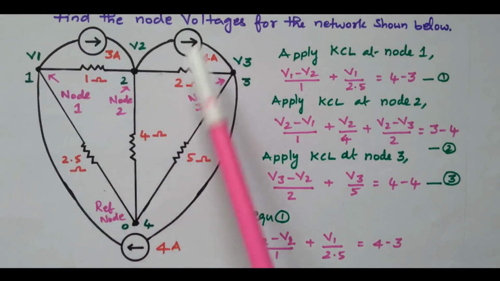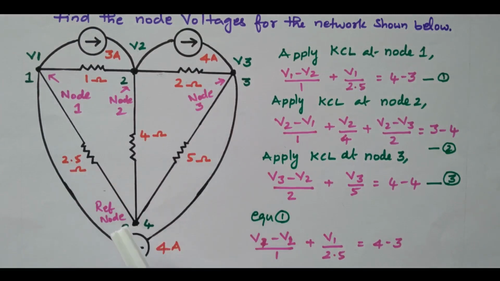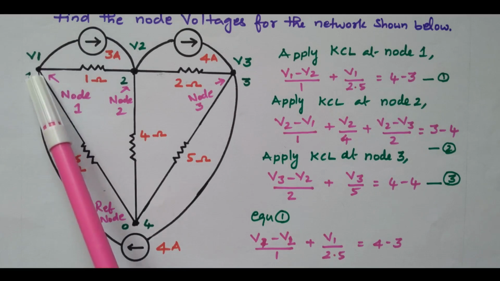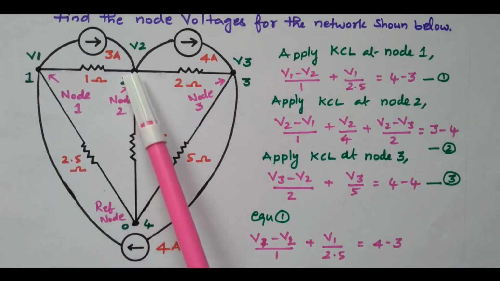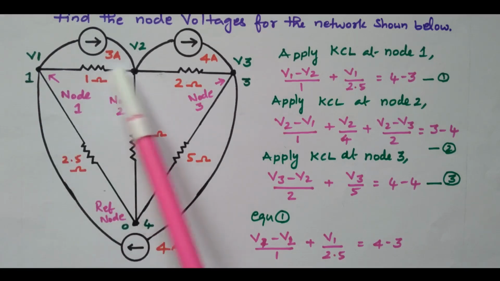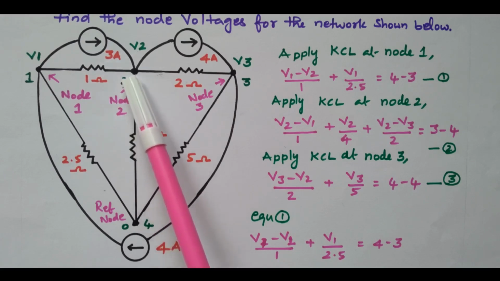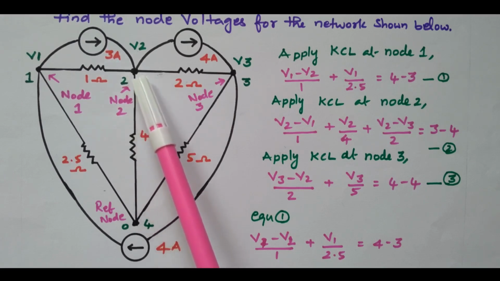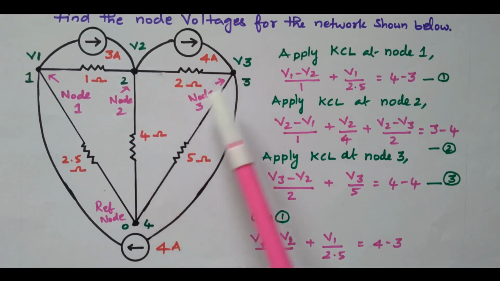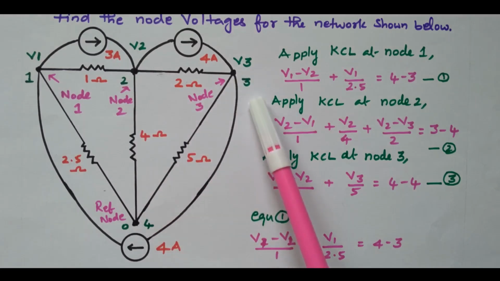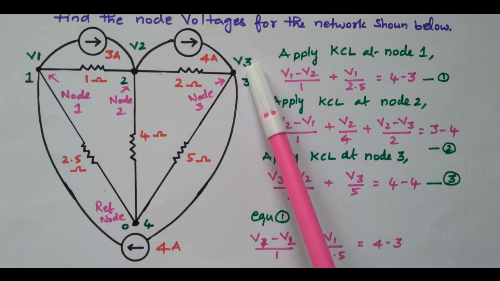There are 3 current sources available, and the resistors are connected. By inspecting this diagram, we can easily identify this as node 1. The voltage at node 1 is V1. This is node 2. A node is nothing but a junction point where the current source and the resistors are connected together. The voltage is V2. This will be the third node, and the voltage at this node is V3.